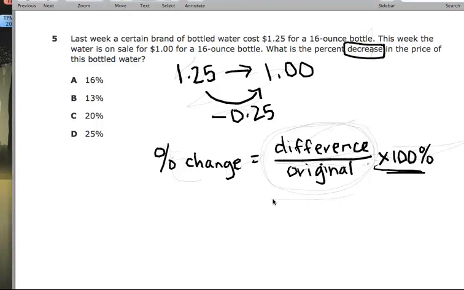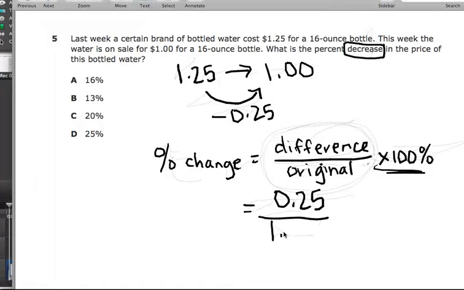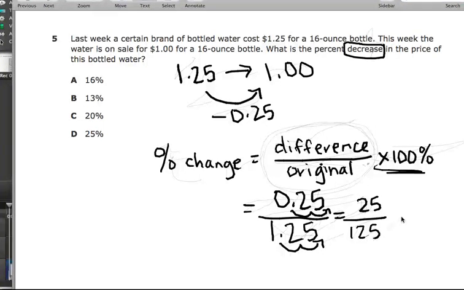Okay? So again, my difference, I lost 25 cents. I'm not going to worry about this sign change right now. I do already know that it's percent decreasing, so I don't need to add in that negative sign. The original amount is $1.25. And in order for me to divide, I'm going to move my decimal places 2 places to the right to get 25 divided by 125. Well, here, this is a nice number. Normally, I can just divide the top divided by the bottom.